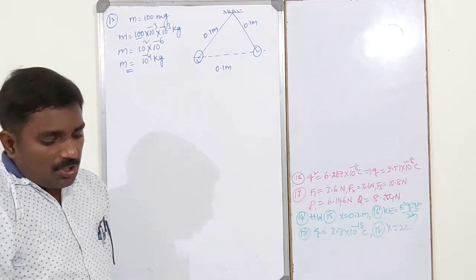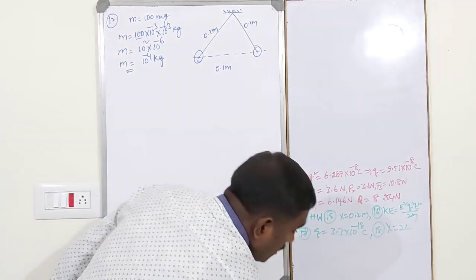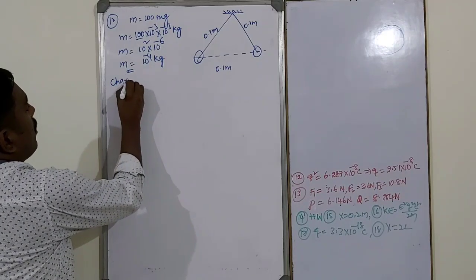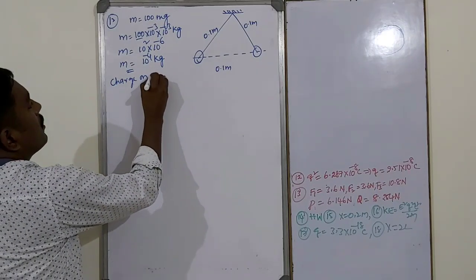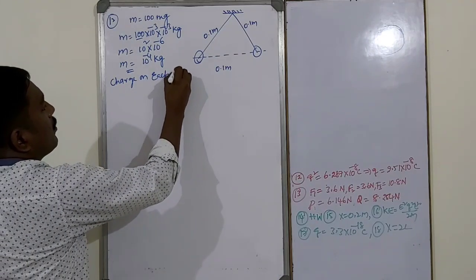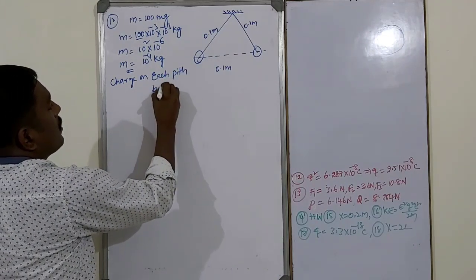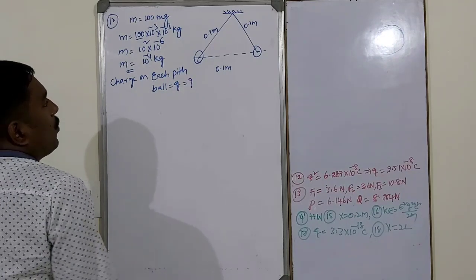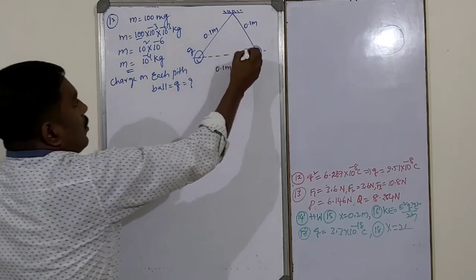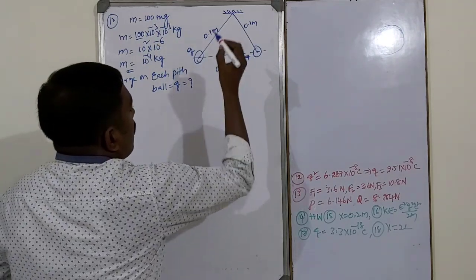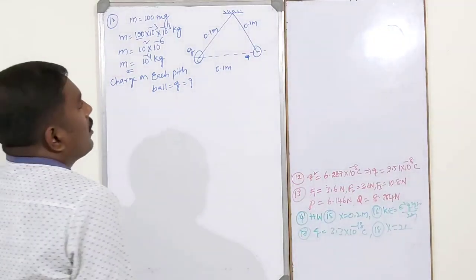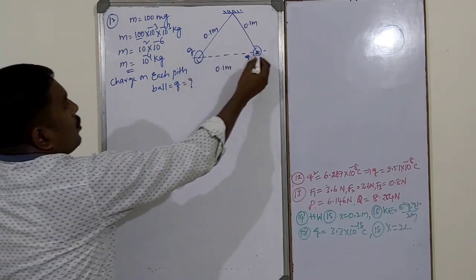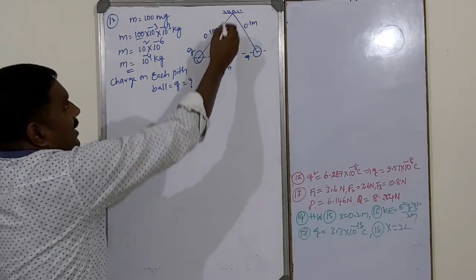So calculate the charge on each pair of pitballs. We have to find out the charge on each pitball. So the Q value is the charge on the first pitball, and Q is also the charge on the second pitball. Okay, students, these are the two pitballs suspended by two strings.